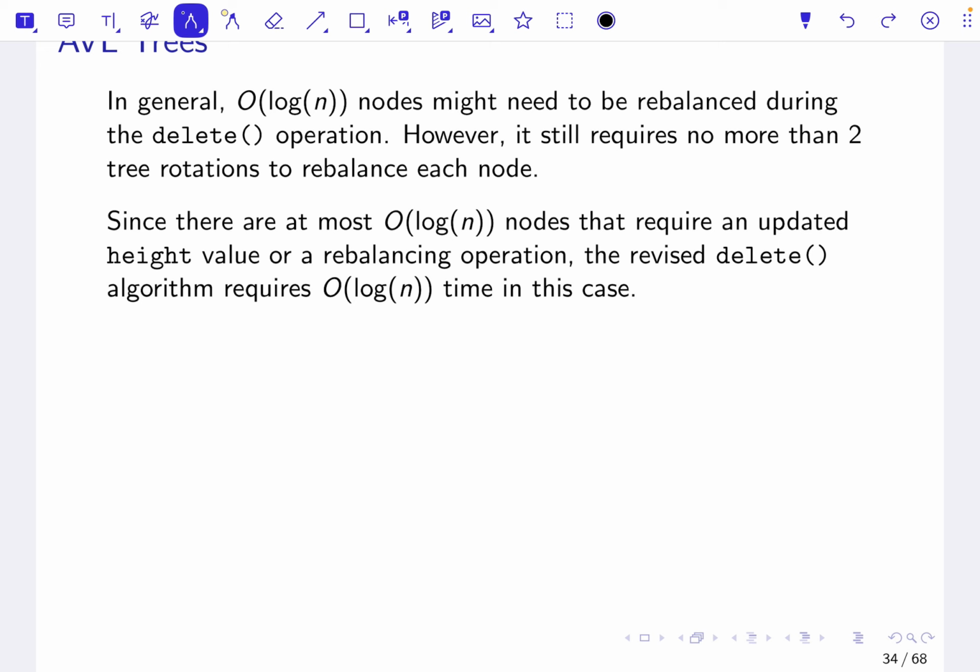So that means that a cost function for the delete algorithm would look something like 2 times log n times whatever constant number of steps it takes to pull off a tree rotation. So it's O of log n. Deletion takes O of log n time for AVL trees.